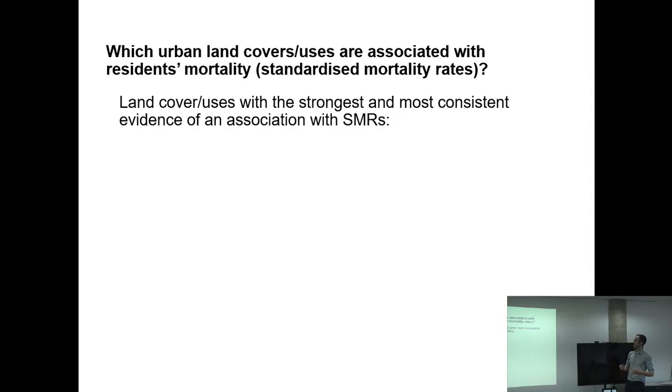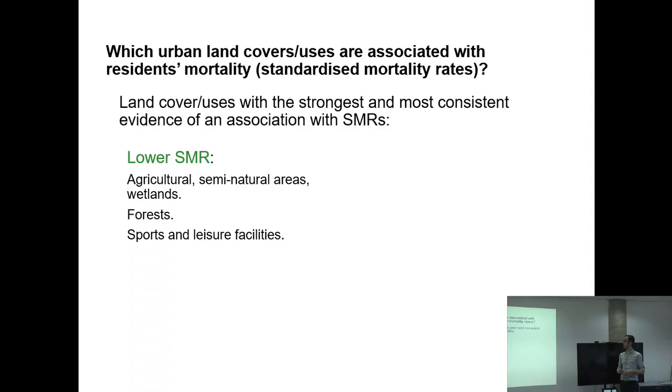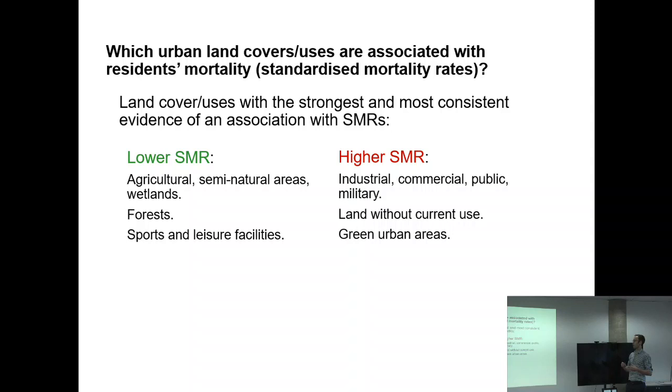For this study, we found that there were land covers within cities that consistently had evidence of an association with standardized mortality ratios. Those associated with lower mortality rates were cities that had a lot more agriculture, semi-natural areas, and wetlands. So this is coming back to that definition of green space: we're defining green spaces as natural places that were related to lower mortality rates. Also forests and more sports and leisure facilities, and this was particularly for eastern regional European cities. And cities with the highest proportion of industrial, commercial, public and military land, lots of derelict land, and again coming back to green urban areas, those pocket parks that potentially are more an example of compact city designs.